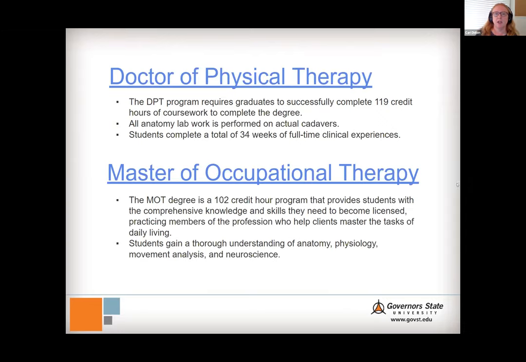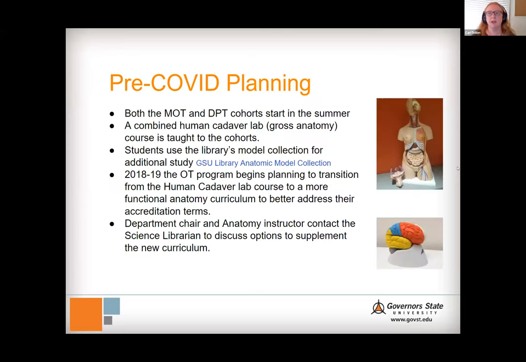So I'm the science librarian. I liaise with the physical therapy and occupational therapy programs. And this is just a little bit from their website talking about their programs. The Doctor of Physical Therapy program is an intensive 119 credit hours. They advertise straight up front that the anatomy lab work is performed on actual cadavers. The Master of Occupational Therapy is also an intensive program, 102 credit hours, and they advertise a thorough understanding of anatomy and physiology. So having a human cadaver lab is pretty important to both programs.